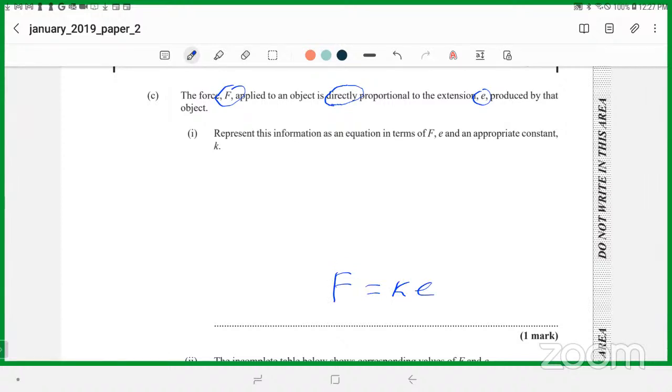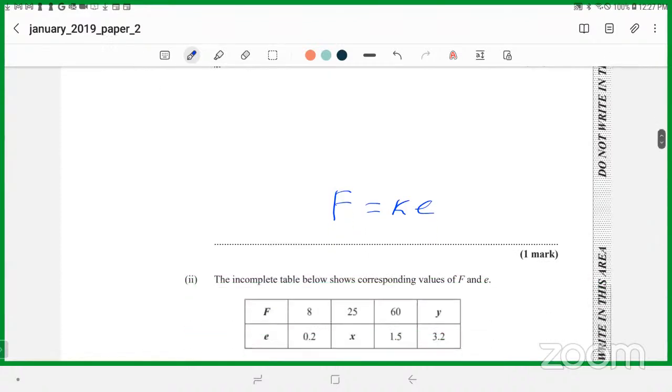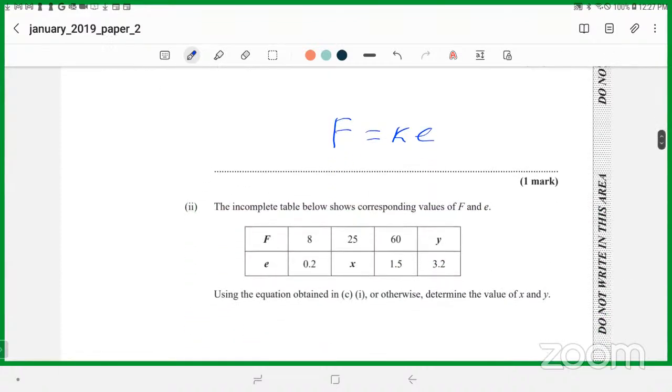Direct. It's a direct variation. So the greater the force is, the greater the extension. The less the force is, the less the extension. Simple. Then it says the incomplete table below shows corresponding values of F and E.